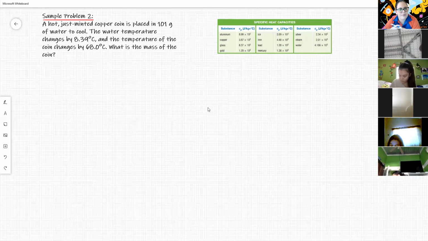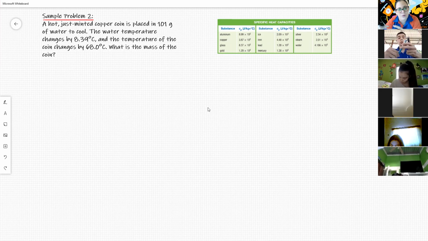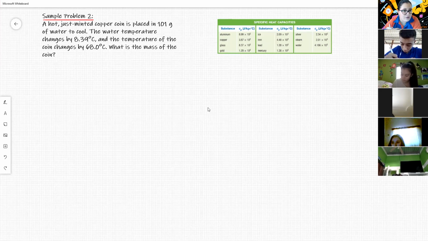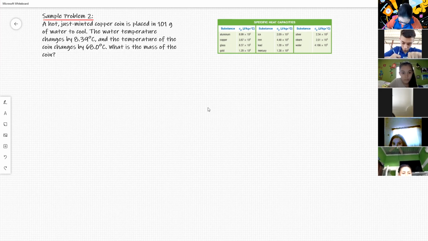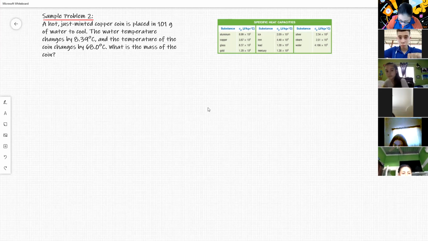For this problem, it says a hot, just minted copper coin is placed in 101 grams of water to cool. The water temperature changes by 8.39 degrees Celsius, and the temperature of the coin changes by 68 degrees Celsius. What is the mass of the coin? For this problem, I want you to tell me how many substances are involved. Two. We have the copper coin and we have water.